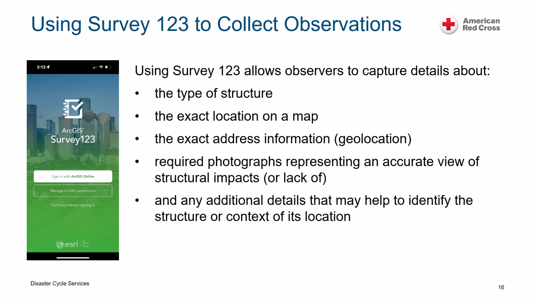Your observations are captured using the Survey 123 application on a web-enabled and location-enabled device. Using Survey 123 allows observers to capture details about the type of structure, the exact location on a map, the exact address information obtained through the app's reverse geocoding service, required photographs representing an accurate view of structural impacts or the lack of impact, and any additional details that may help to identify the structure or context of its location.